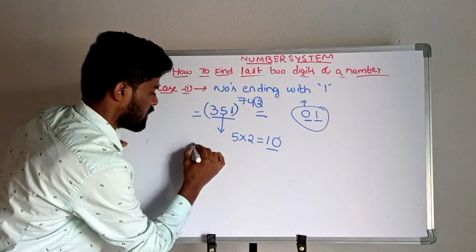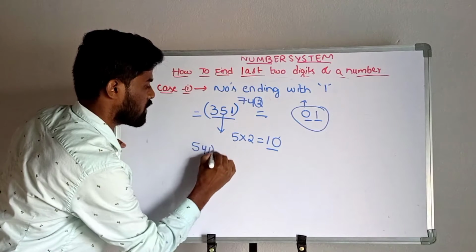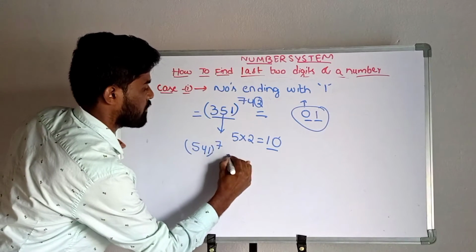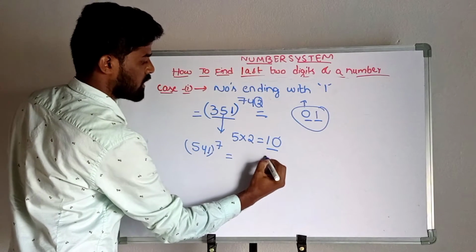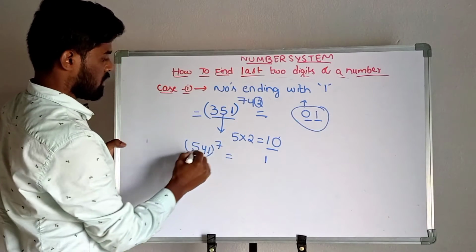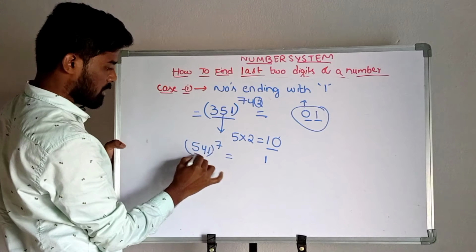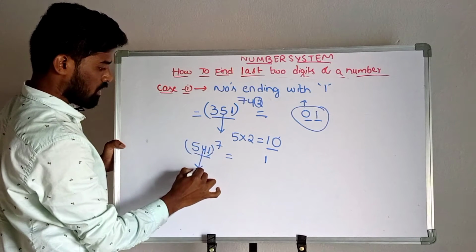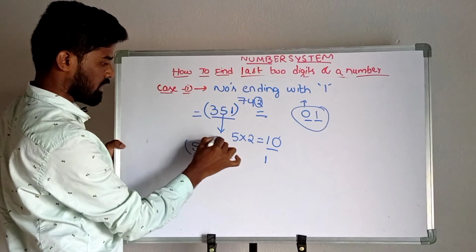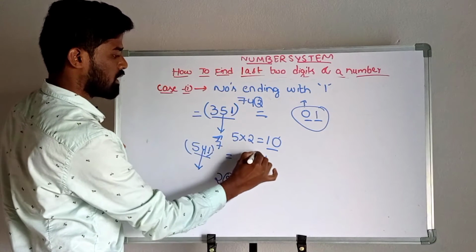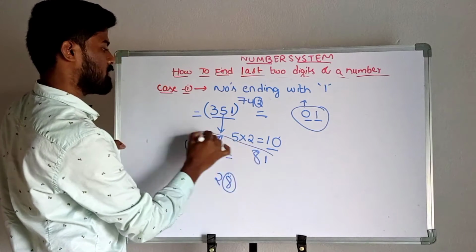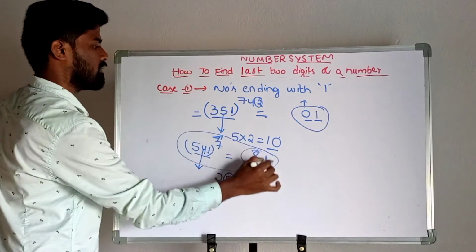Take another number, 541 raised to the power of 7. 1 to the power of anything, unit digit becomes 1. For finding the tens digit, multiply the tens digit of this number with the units digit of the exponent, that is 4 into 7, 28. Last digit is 8. Write 8 here. That means the last two digits of this number are 81.